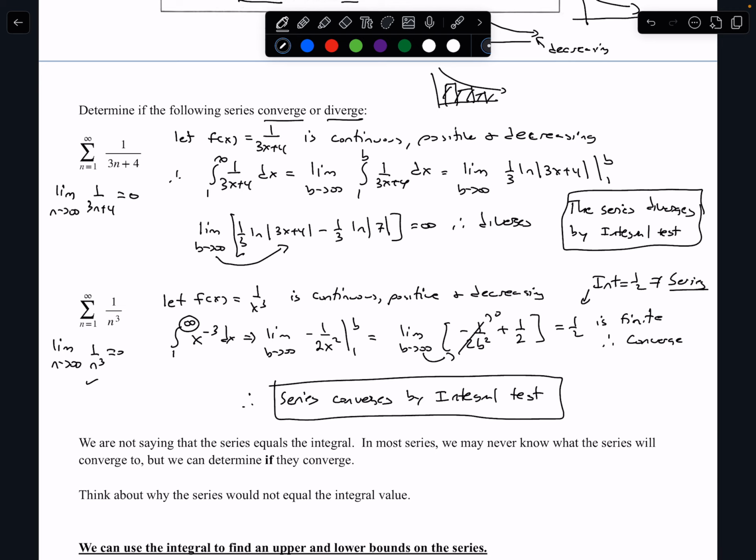Whoops, I want to mention this real quick. Again, it's very important. We are not saying that the series equals the integral. In most cases, we'll never know what the value of the series will equal. We just know it converges. For example, we can get pi from a series, 3.14159, and so forth. We know the series converges, but we don't know what it converges to.